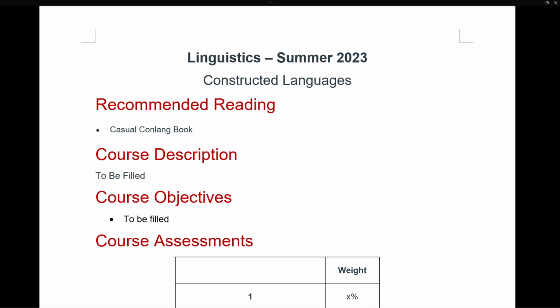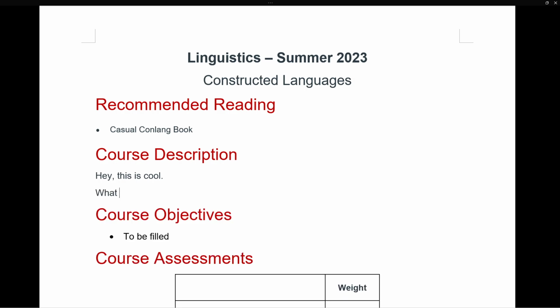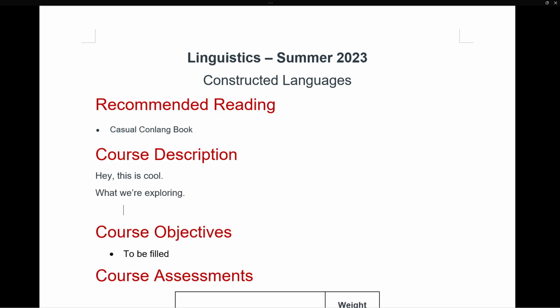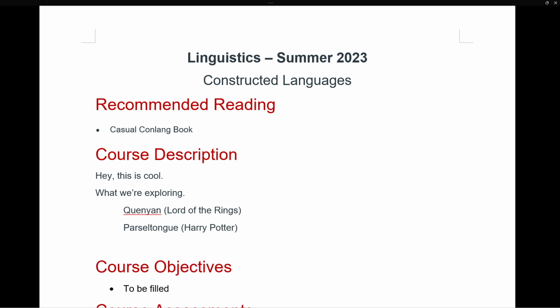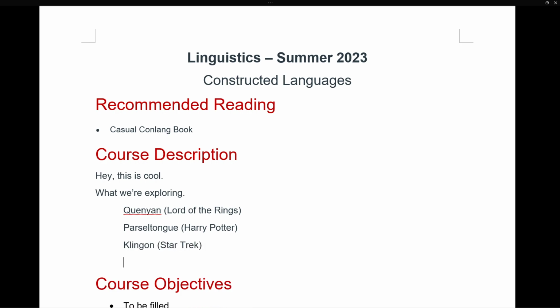Now, for the course description, usually we've got to write something that's like, hey, this is cool, just to get people in about what it's about. So, what we're exploring. When I think about what we're exploring in a course on constructed languages, I'm thinking of very popular languages like Elvish or Quenya in Lord of the Rings. I'm thinking maybe about something like Parseltongue in Harry Potter. I might be thinking about, of course, the most common one, Star Trek, Klingon. And there can be other ones too.